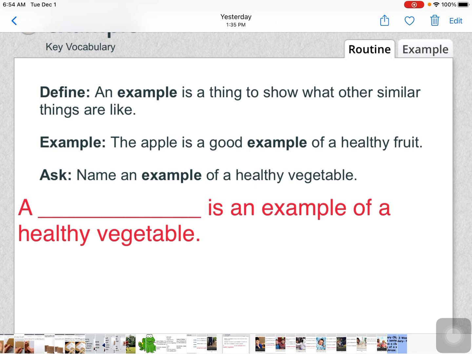Name an example of a healthy vegetable. So sentence number 2 in your vocabulary, in your language arts spiral, please write this down. A blank is an example of a healthy vegetable. You can probably think of lots of examples of healthy vegetables. If you have more than one, please list it. Pause the video if you need to.